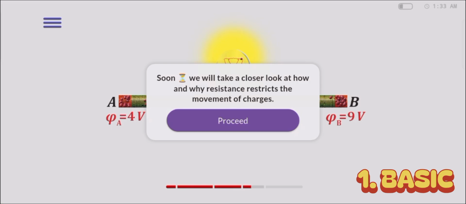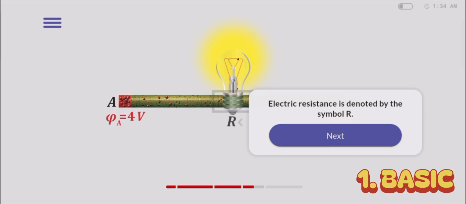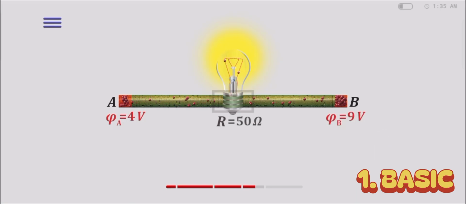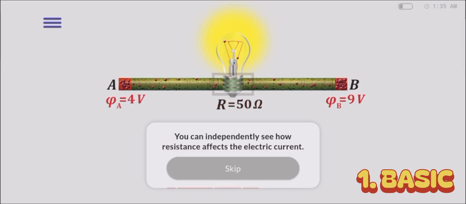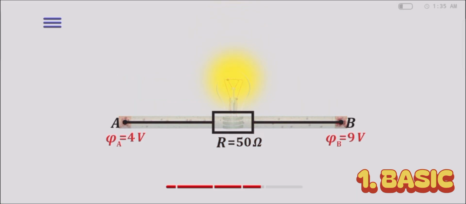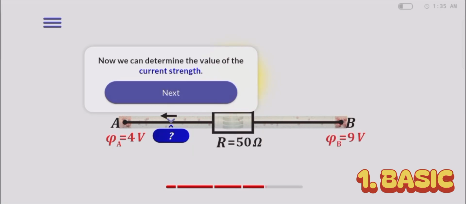Another parameter affecting the intensity of charge movement is electric resistance. The greater the resistance, the more restricted the movement of charges. Soon we will take a closer look at how and why resistance restricts the movement of charges. Electric resistance is denoted by the symbol R and is measured in ohms. You can independently see how resistance affects the electric current.